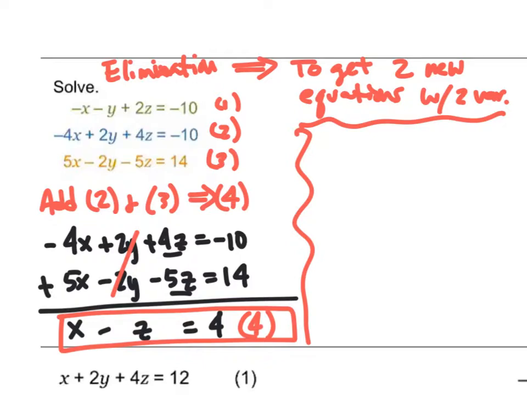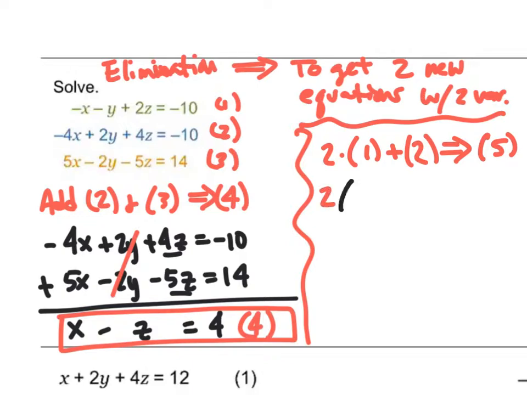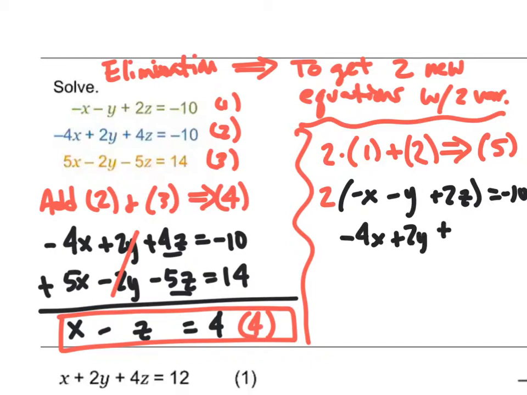And so let me go ahead and do that. I'm going to take 2 times equation 1 and add it to equation 2, all right? And that's going to give me the fifth equation, okay? So let's do that real quick. I'm going to do 2 times equation 1, which is negative x minus y plus 2z, and that's equal to negative 10. And then I'm going to write my second equation, which is negative 4x plus 2y plus 4z, and that's equal to negative 10 as well.